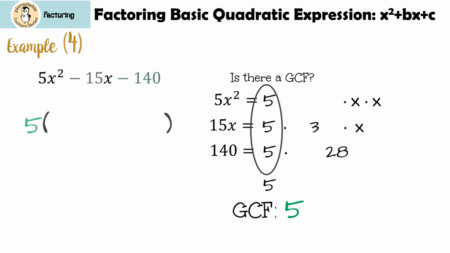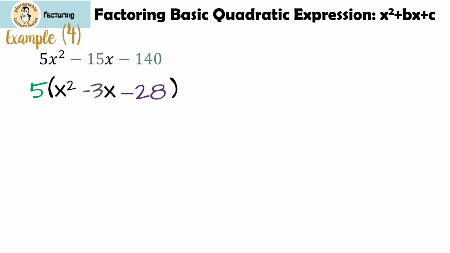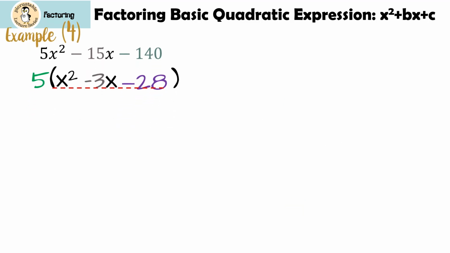So what we have to do is make a parentheses with our 5 outside, and we need to start dividing. 5x squared divided by 5 is x squared. Negative 15x divided by 5 is minus 3x. And finally, negative 140 divided by 5 is negative 28. And now we have to continue. So I'm just going to erase that part. We need to look inside here and see if we can factor. So let's figure out our multiplication and our addition. We need to multiply to negative 28, but at the same time, we have to add to negative 3.